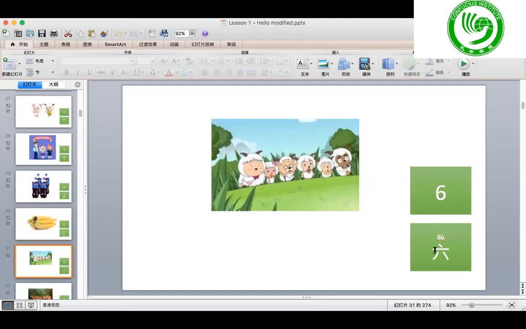This is 6. The gesture for 6 is here. This is the gesture for 6. Could you please give me your hand, do the same gesture? This is 6. In Chinese is 6.